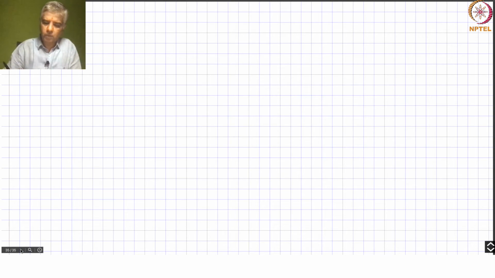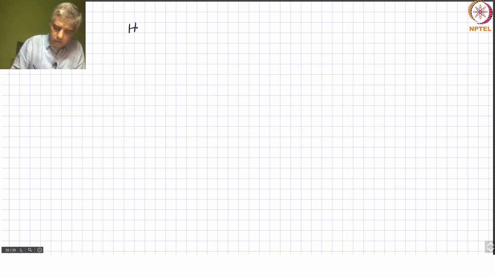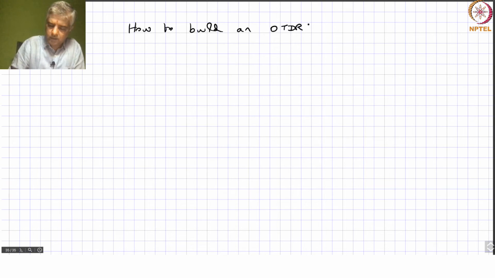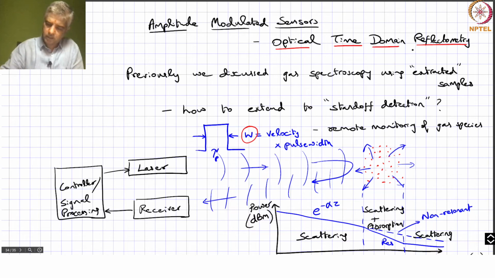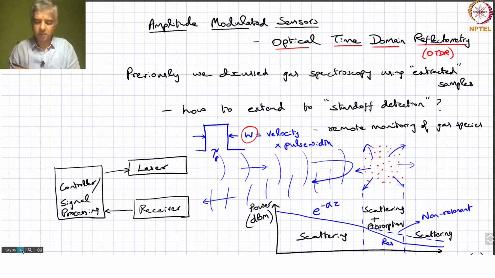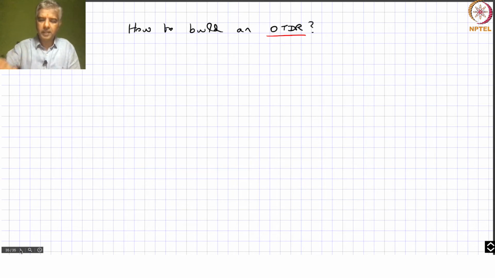So the question we want to ask is how to build an OTDR. The OTDR, as we said here, corresponds to optical time domain reflectometer. The technique is called reflectometry, but what we are building is actually an instrument, so it's called a reflectometer. So how do we go about building that OTDR?